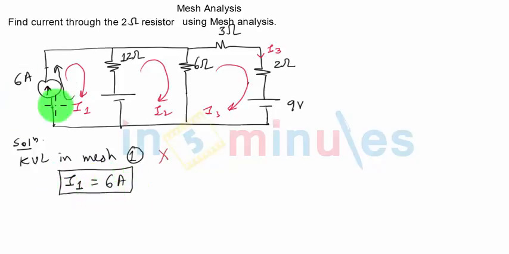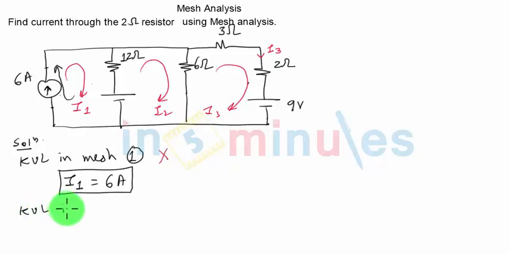Whenever there is a current source in the mesh, then we get the value of current directly. But please note that this current source is only present in mesh 1. It is not present in branches which are shared by 2 meshes, and hence we get the value of I1 directly. If there was a current source here or here, then what would happen we'll see in the next question. So that's your first step. We have got I1 directly.